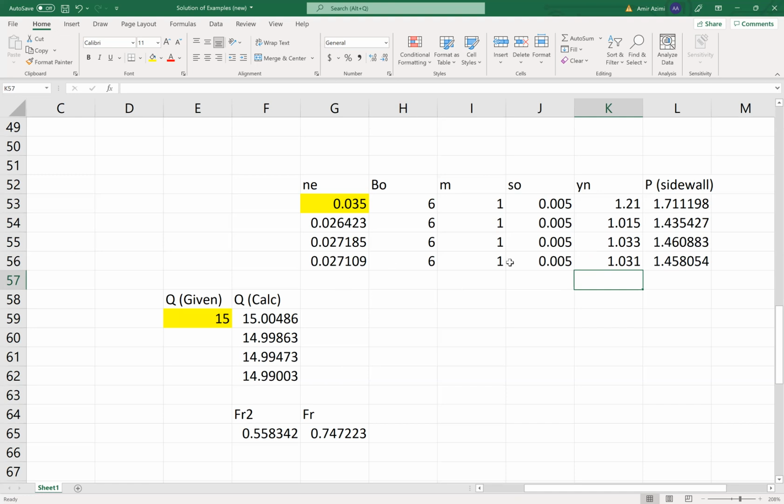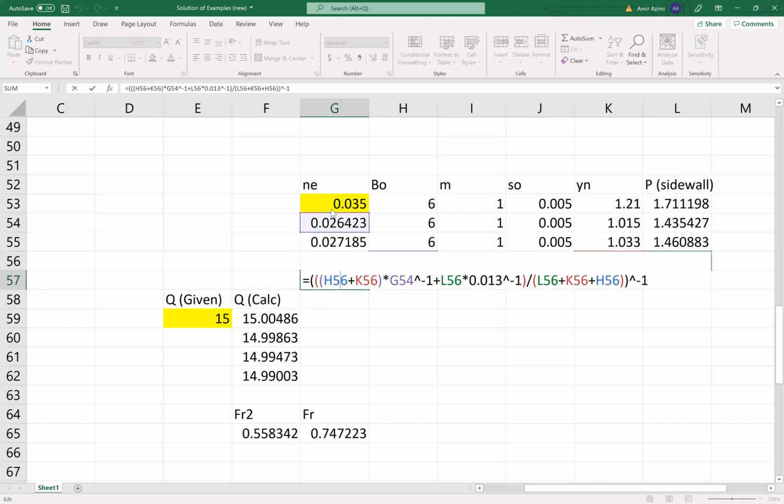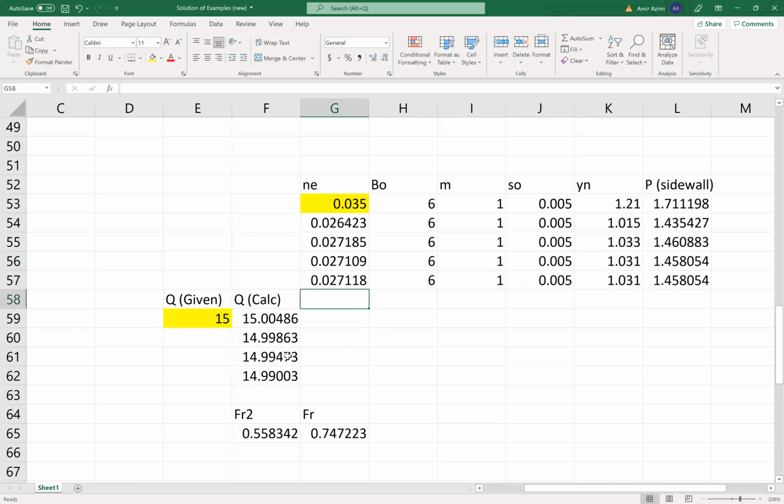We can keep continuing this, but then you will see that the change would be very, very small. And that's what you can do in consulting companies. So here I have 14.985. Maybe if I increase this a little bit. Yeah, so you'll see that we got our solution converged.